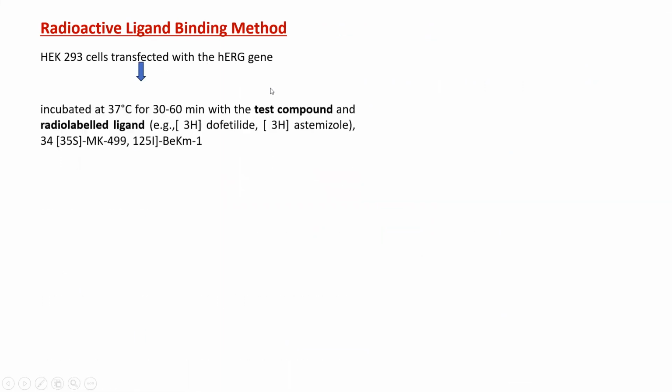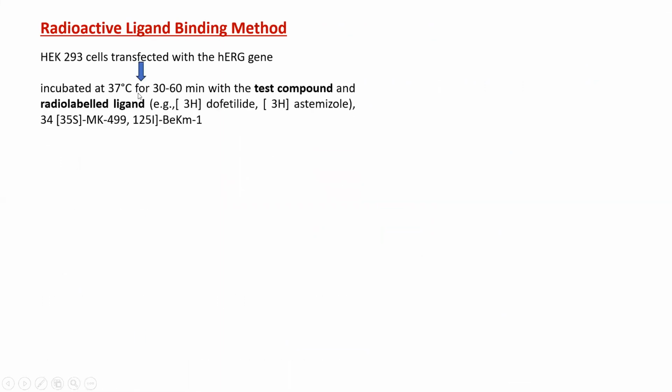Now the second method is the radioactive ligand binding method. Here, HEK 293 cells are transfected with the hERG gene. Then they are incubated at 37 degrees centigrade for 30 to 60 minutes with the test compound and the radiolabeled ligand. This process is quite similar to the previous one; there we used the dye, and here they use the radiolabeled ligand.